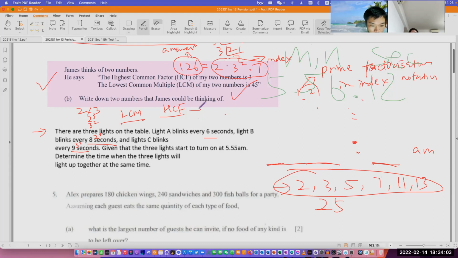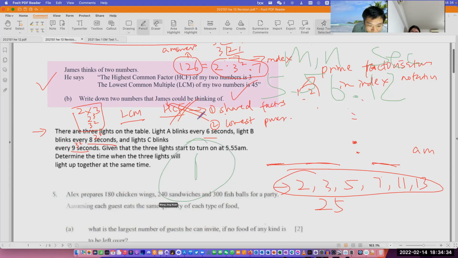So for HCF, the tooltip is shared factors. And then this is highest, right? So it's lowest power. So shared factor, I see 2 only. No shared factor. So there is no HCF for this case. Can you see there is no shared, right? This one has a 2. This also has a 2, but this one does not have a 2. So they have no shared factor. So HCF gone. So for this case, there is no HCF. Are you clear?